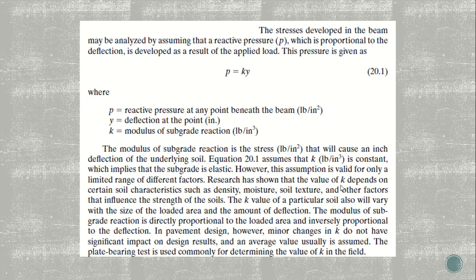Research has shown that the value of K depends on certain soil characteristics such as density, moisture, soil texture, and other factors that influence the strength of the soils. K for a particular soil will also vary with the size of the loaded area and the amount of deflection. The modulus of subgrade reaction is directly proportional to the loaded area and inversely proportional to the deflection. In pavement design, however, minor changes in K do not have a significant impact on design results, and an average value usually is assumed. The plate bearing test is commonly used for determining the value of K in the field.